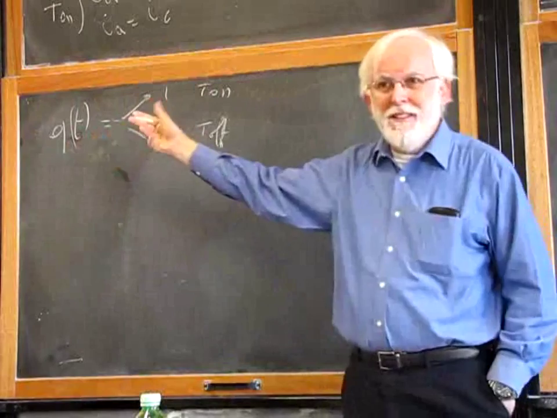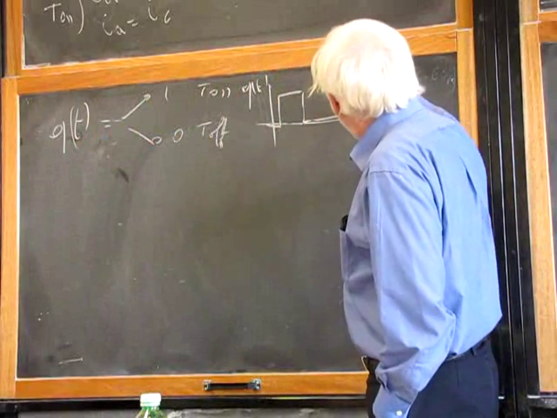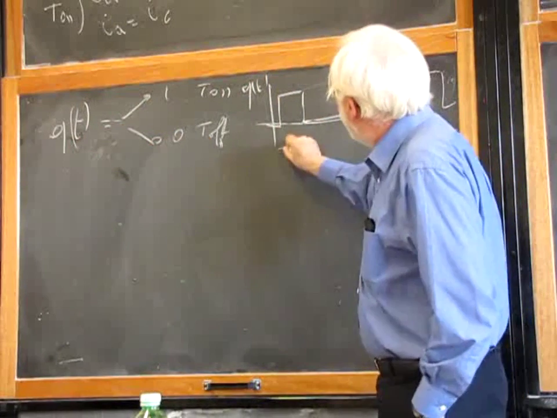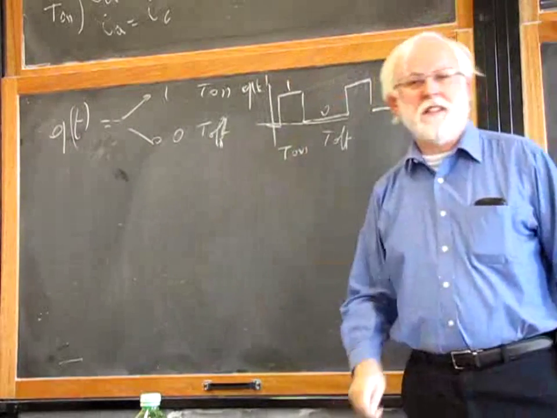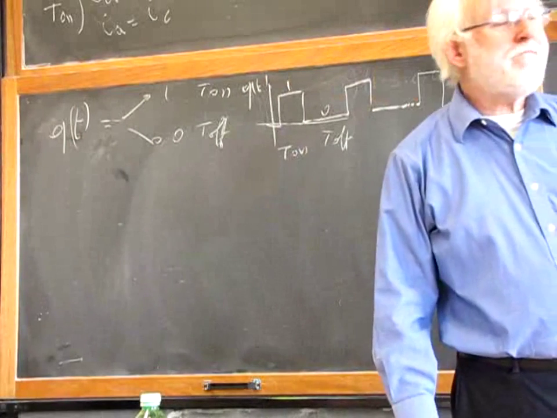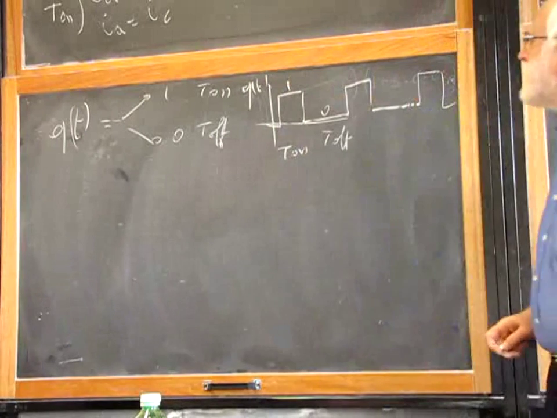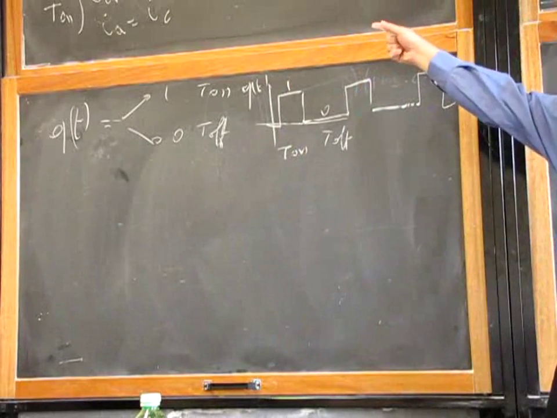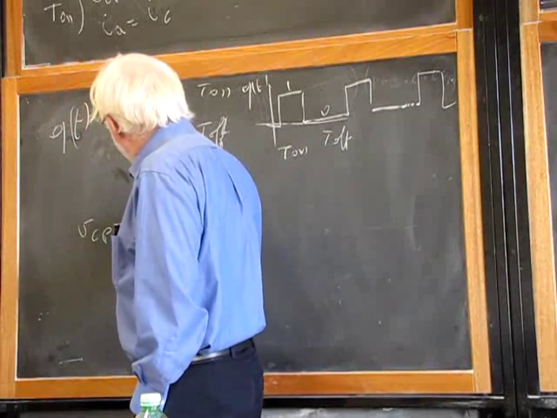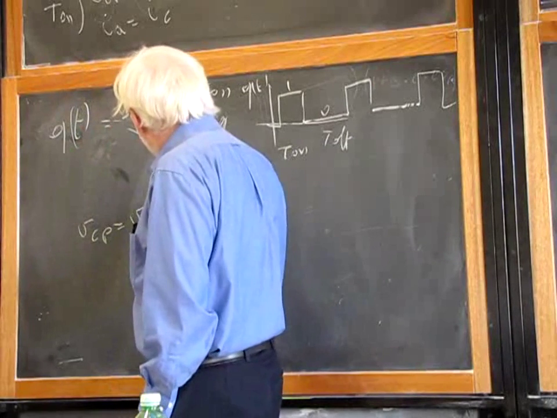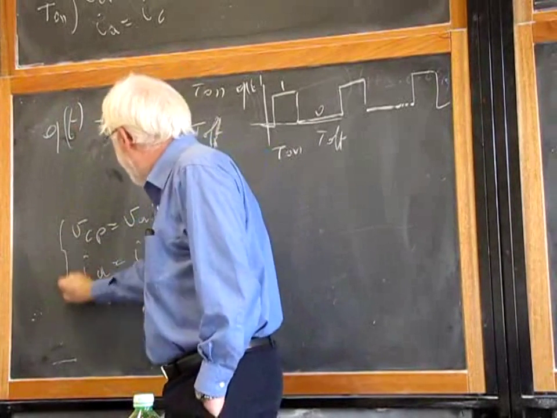It's a square wave like this. This is q(t). This is T on, this is T off, and this value is 1, this value is 0. It's called the switching function. It just describes if the switch is open or closed. So we can merge those two equations into one equation that says that VCP equals VAP times Q, and IA equals IC times Q.